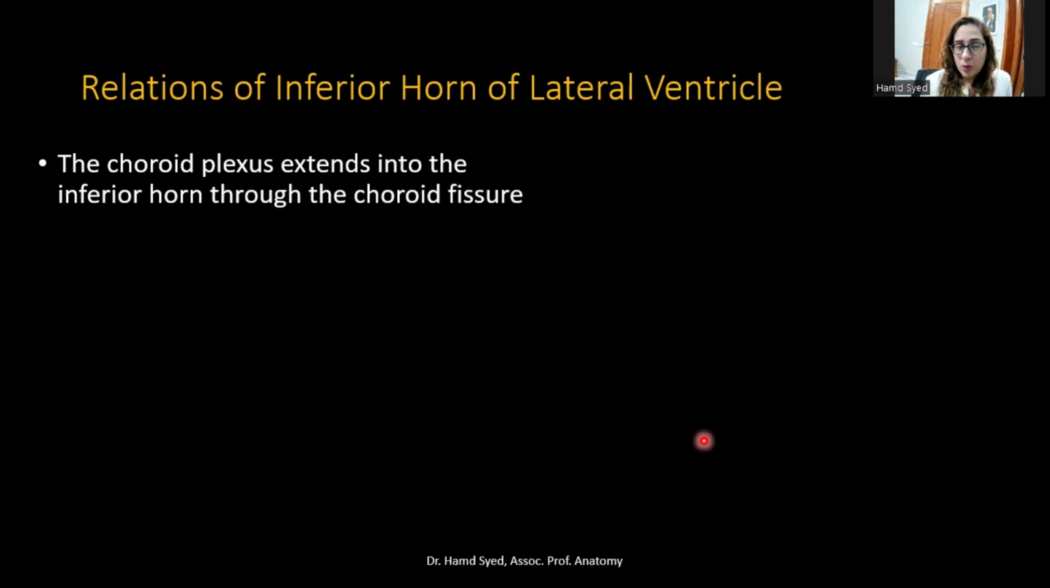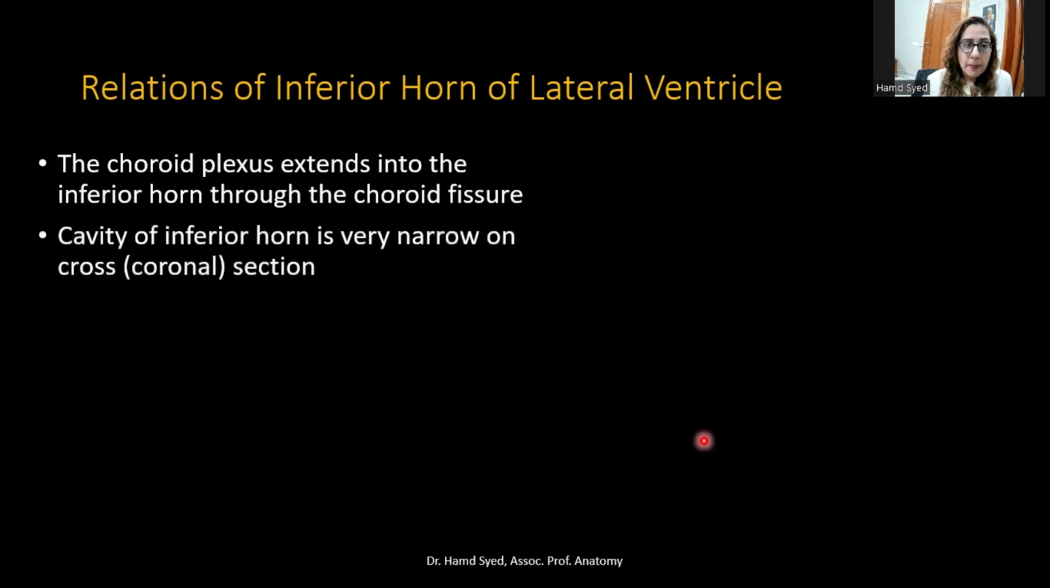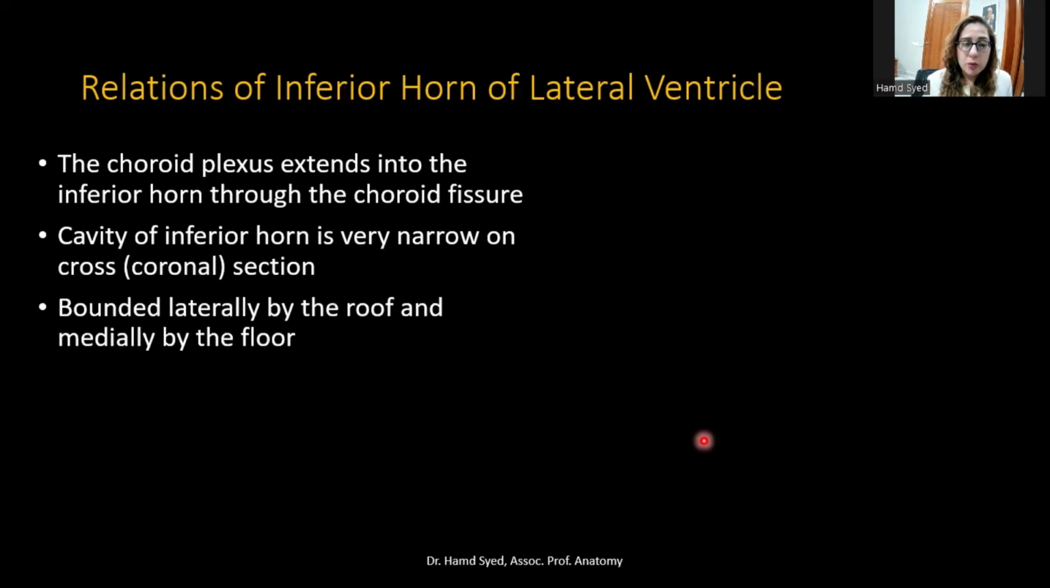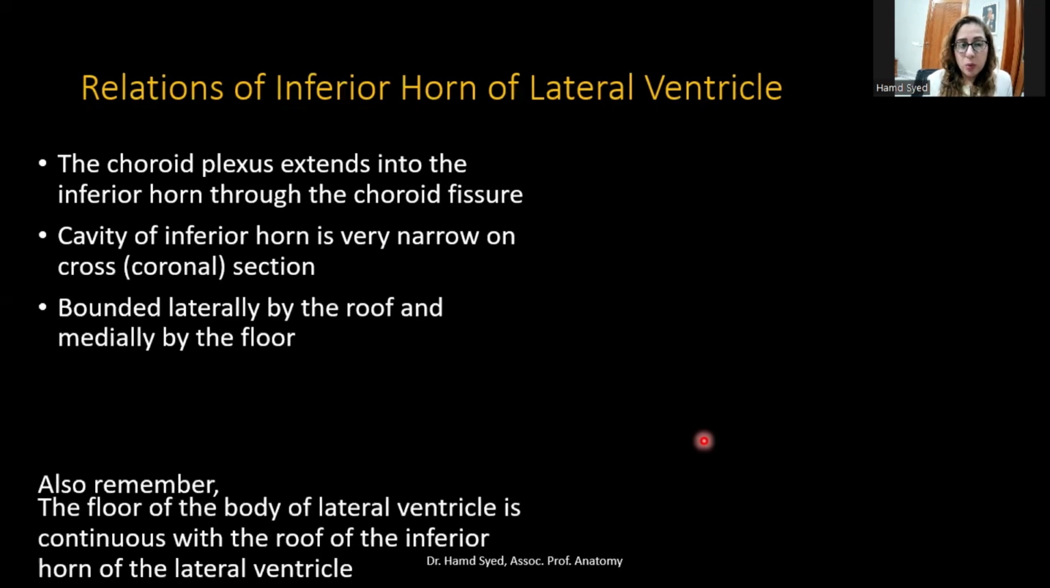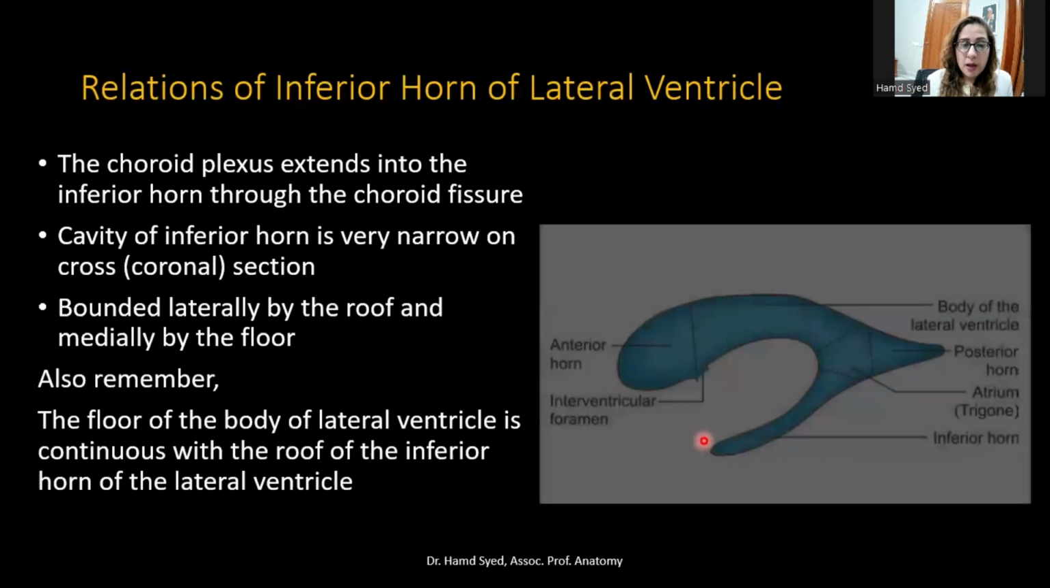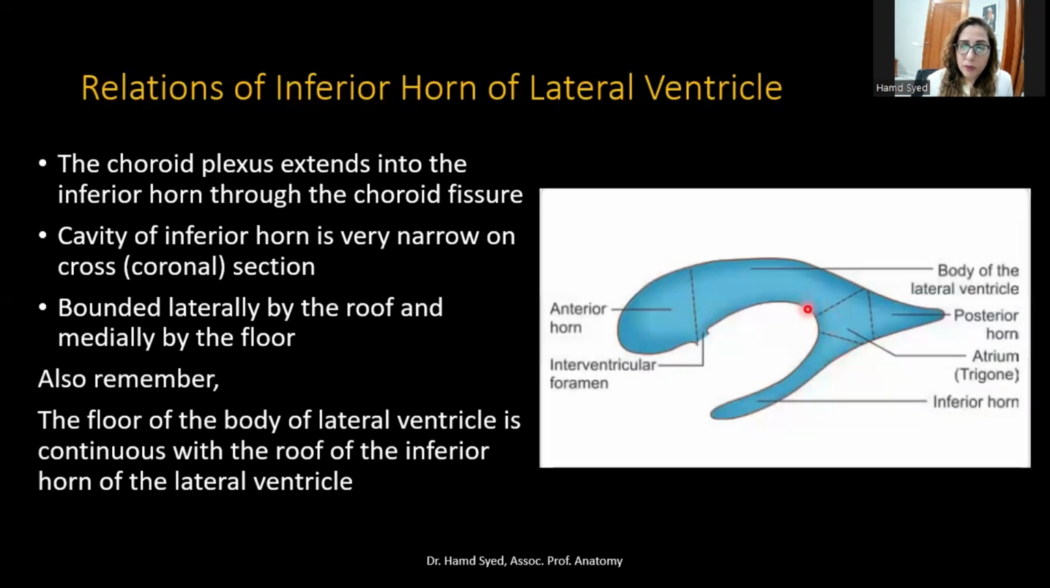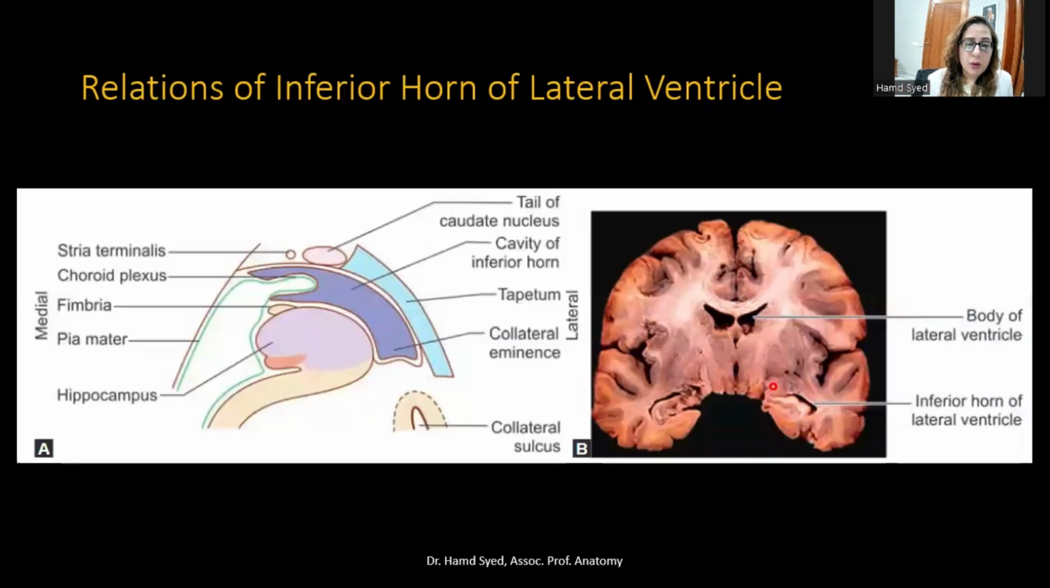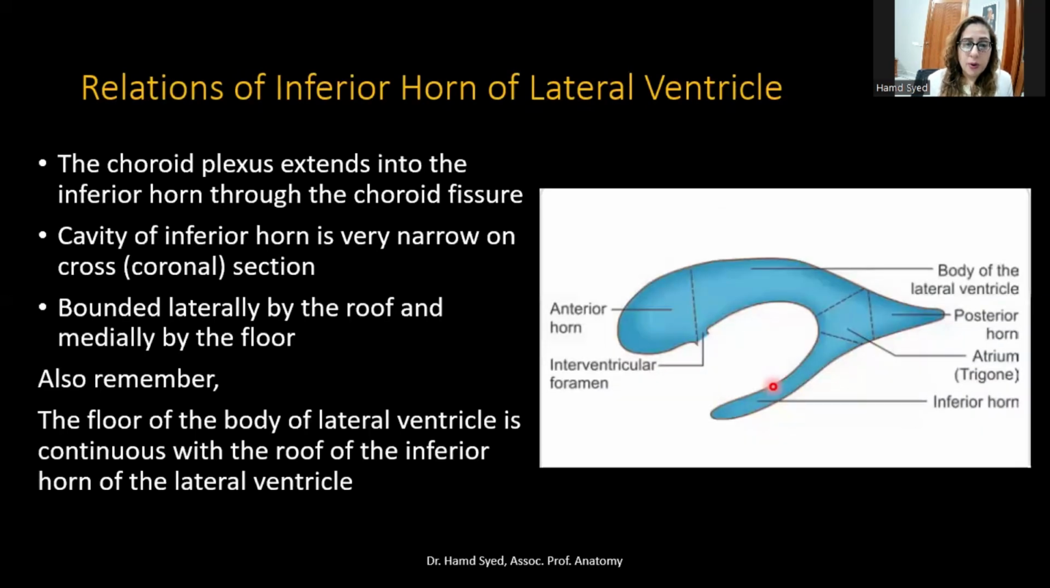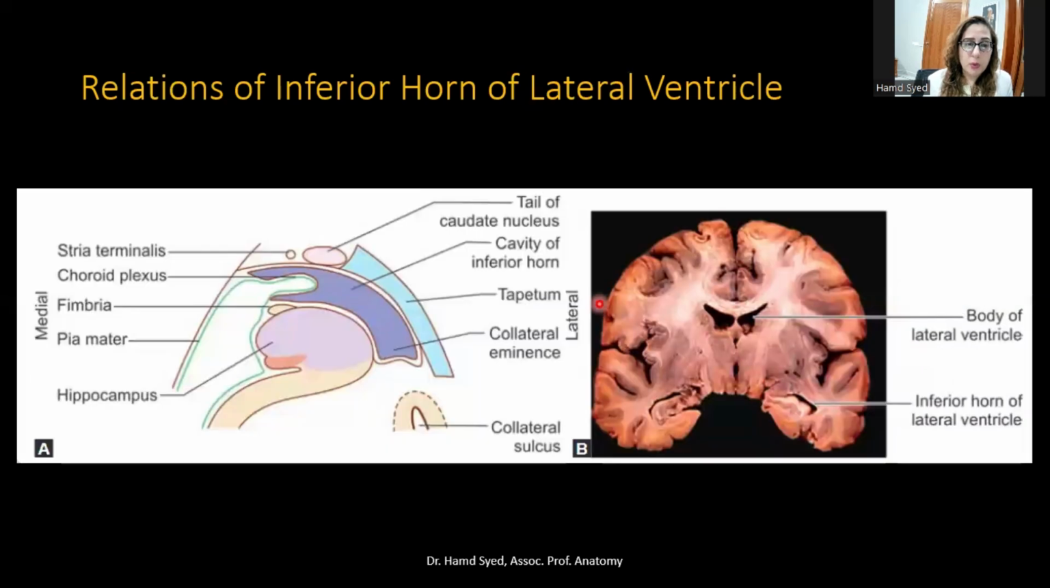Now coming to the relations of the inferior horn of lateral ventricle, remember the choroid plexus extends into the inferior horn through the choroid fissure. And the cavity of the inferior horn is very narrow on cross section, bounded laterally by the roof, and medially there is a floor. And also keep in mind that here the floor of the body of the lateral ventricle is going to be continuous with the roof of the inferior horn of the lateral ventricle.